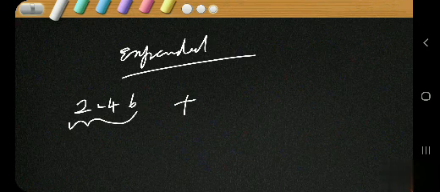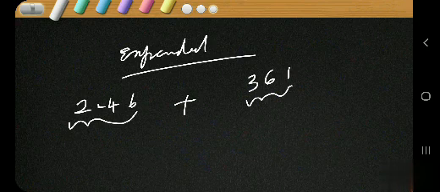Place values of each of the digits have to be separated by plus sign. That is the expanded form. That's all. Place values of each of the digits have to be separated by plus sign. Okay. Before that, let me explain what is the place value of 361.